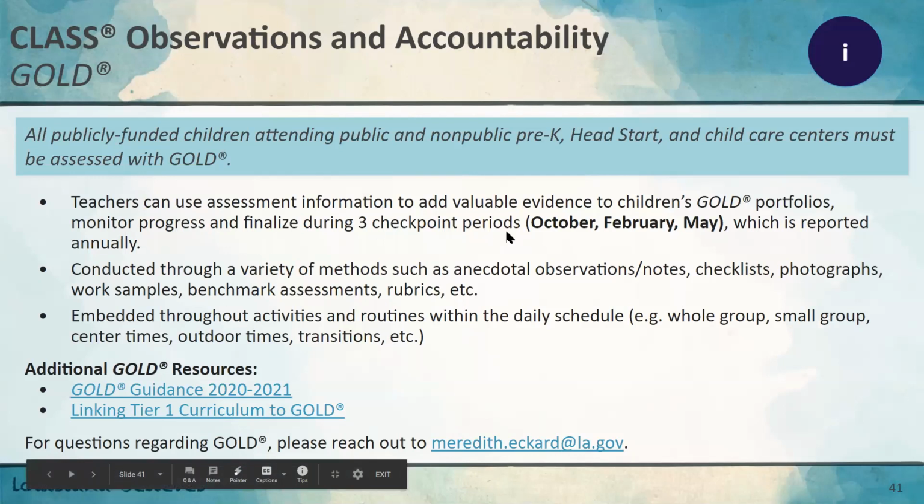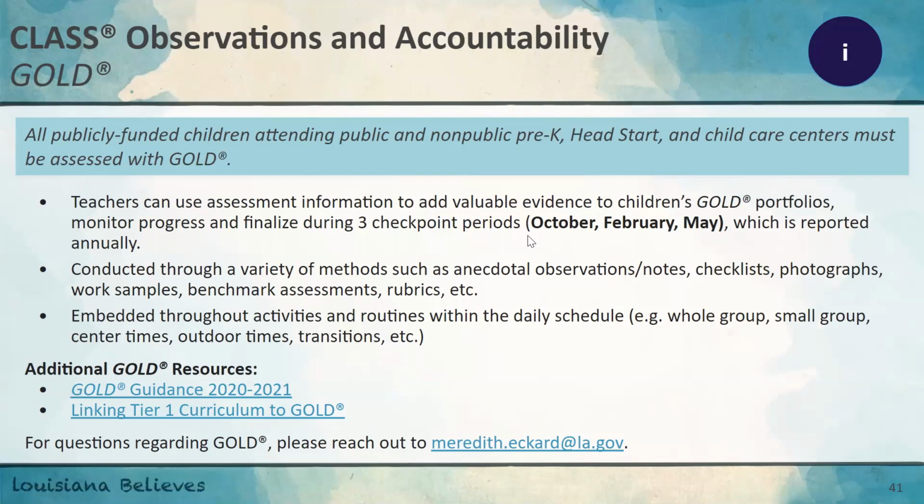And then I would just emphasize that there are 3 checkpoints for GOLD. So there's an October 31st checkpoint, February 28th, and May 31st. And no guidance has yet been issued on what this will look like for the coming year, given COVID-19. We'll keep you guys in the loop there, hope to have an answer pretty soon. But on a typical year, teachers are asked to submit assessment information at each of these 3 checkpoints during the course of the year.